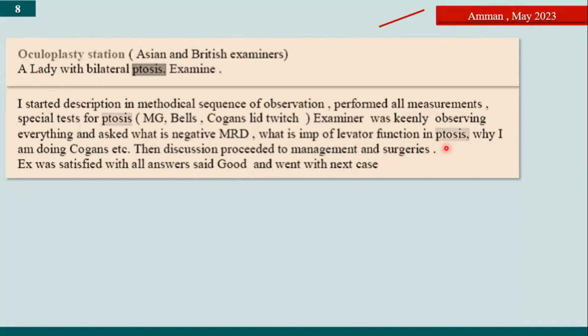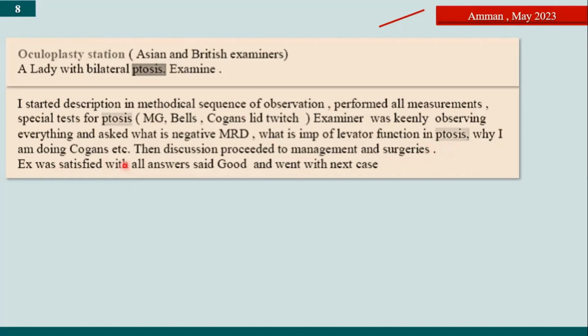The type of surgical intervention required. Okay, so try to be elaborate, add more information. You have time. Give me an example. For poor levator function under 4 millimeters, a frontalis sling would be required, and above that, you would need a levator resection. Okay, that's enough. But you can also add the grading of levator function. You can add in your answer the grades of levator function.